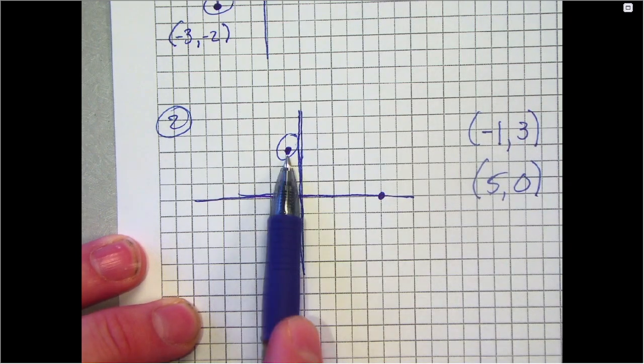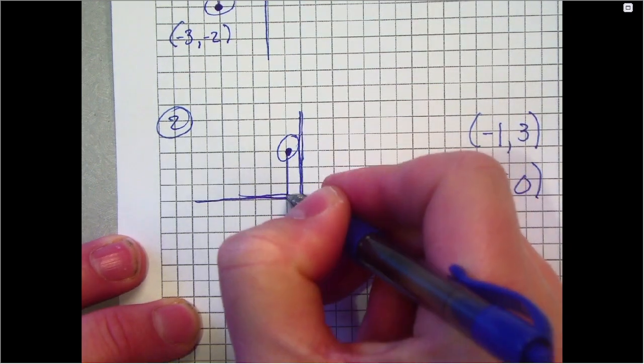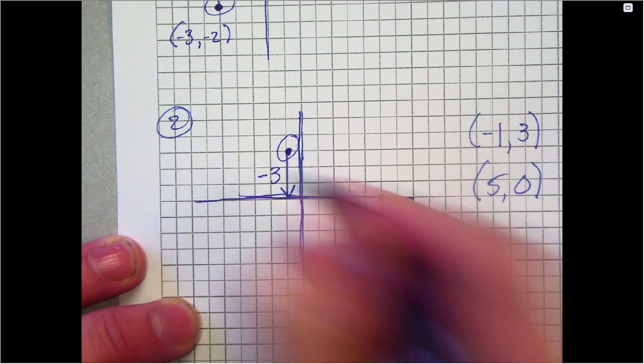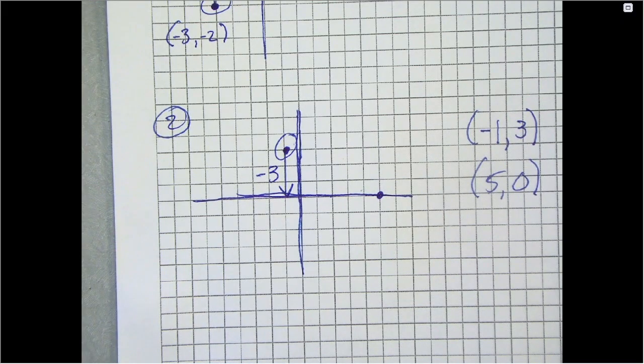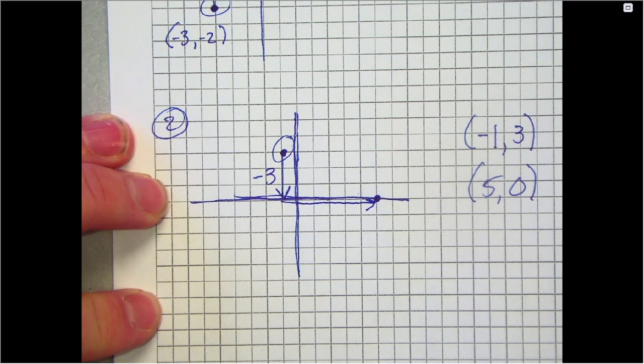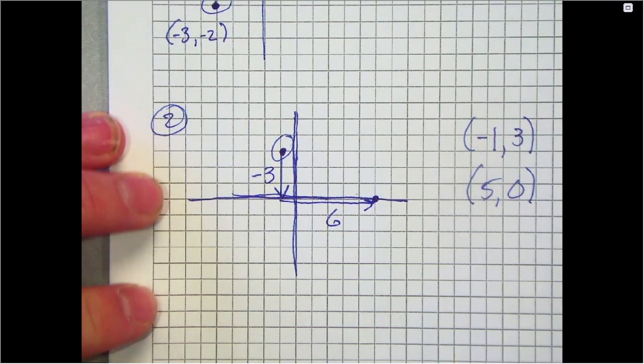Because if I'm going to go from here to here, I've got to go lower. So I'm going to go down. I went down 3. That is a negative. Because I went down, that number's negative. And then I always go to the right. I always walk forward. And that is 6.